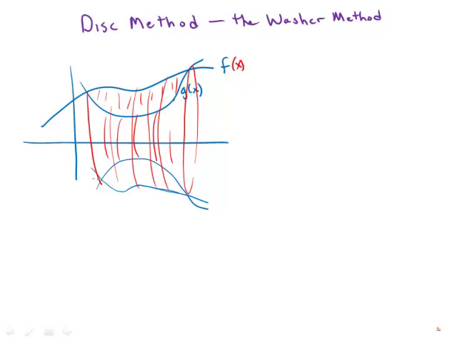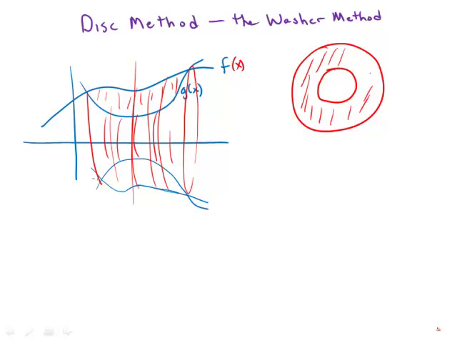And so in order to deal with this, we have to think about the cross-section. Now the cross-section is going to be something that we'll call a washer. The technical mathematical name for this would be an annulus. In other words, there's going to be an outside radius as well as an inside radius.